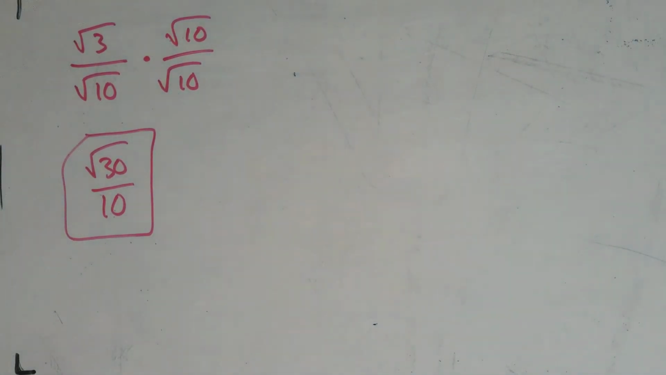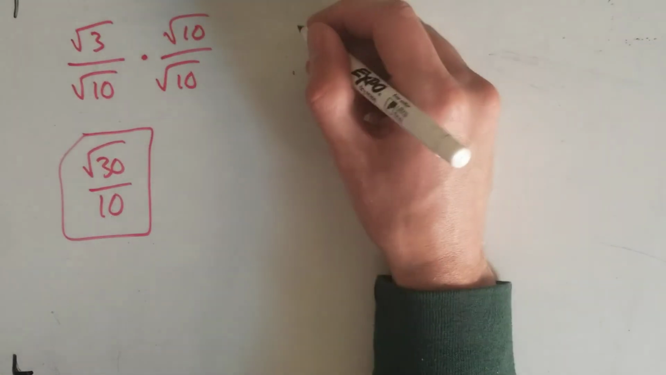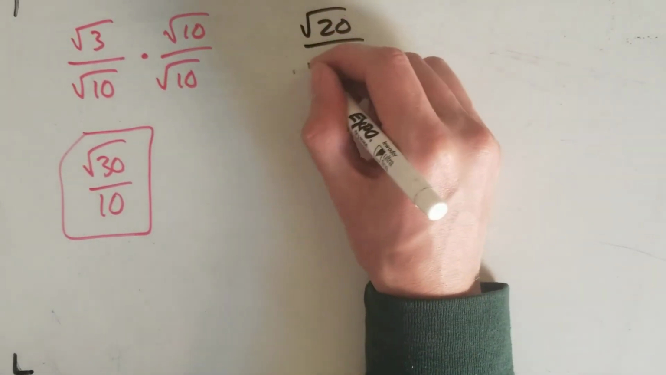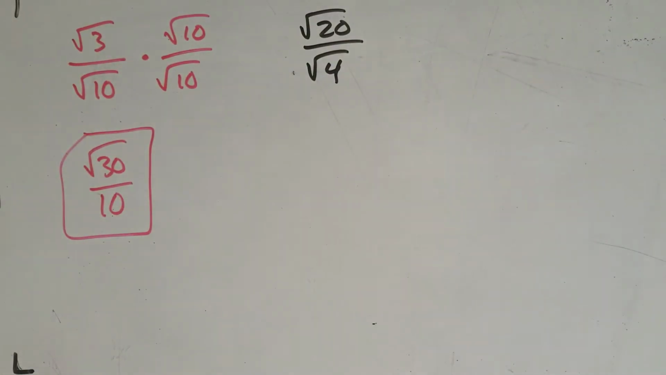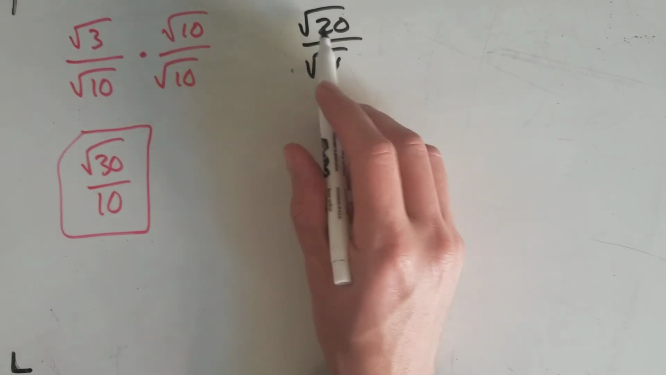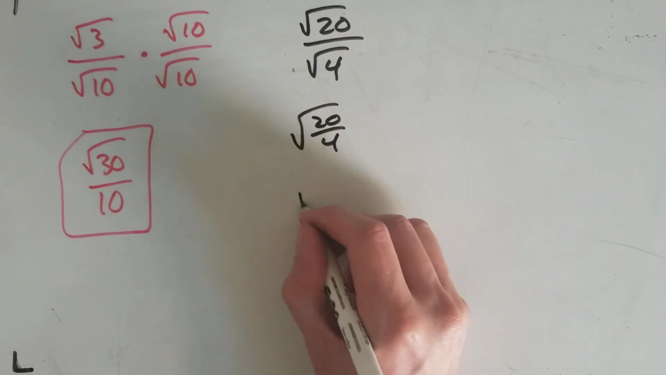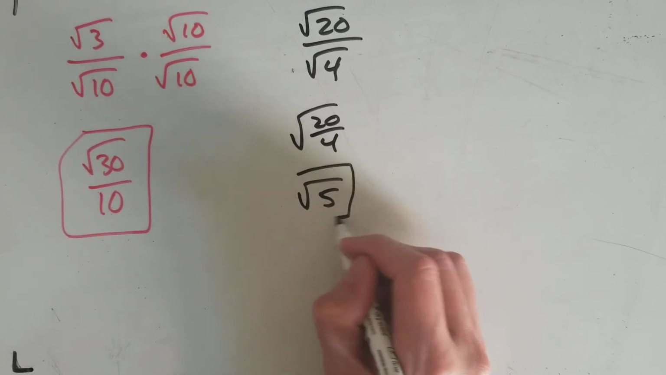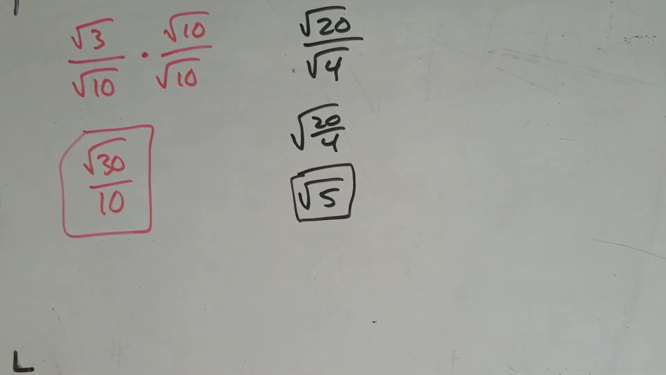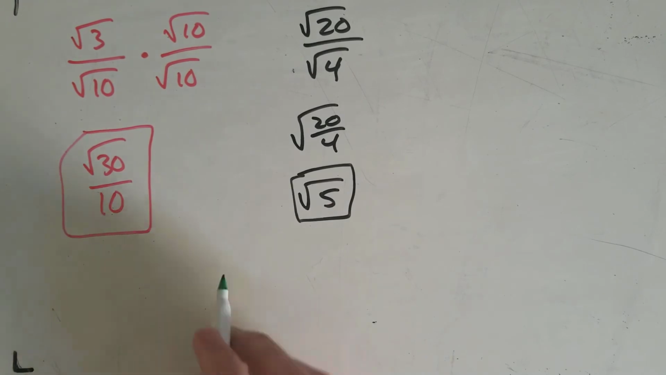Our next one, we have square root of 20 over the square root of 4. With this one, again, I would recognize we could go backwards with it. Square root of 20 over 4 would be the square root of 5, and you can't simplify that. So you're all done.